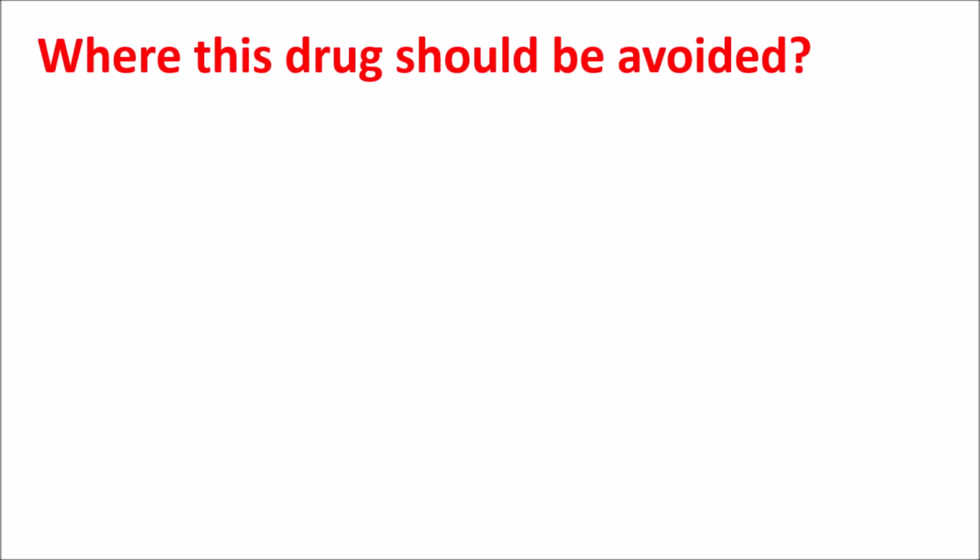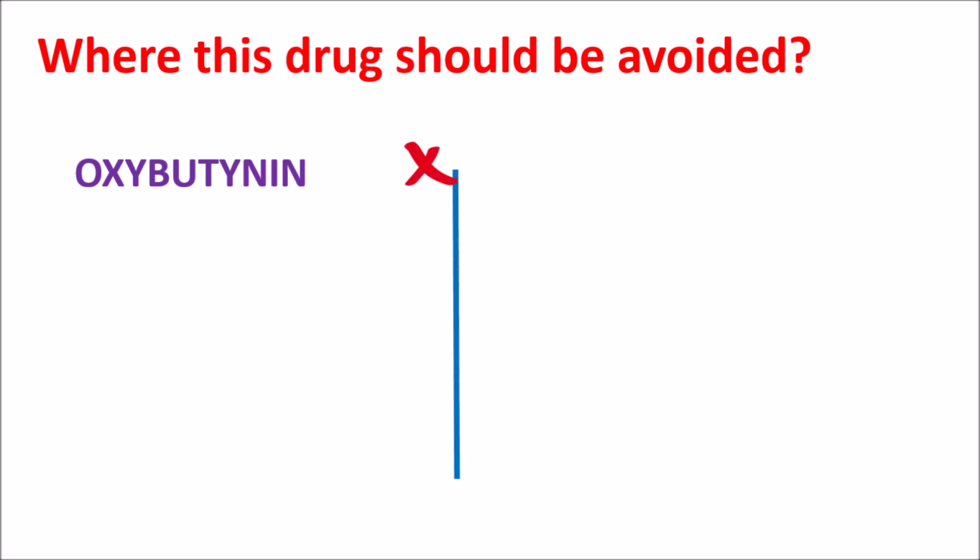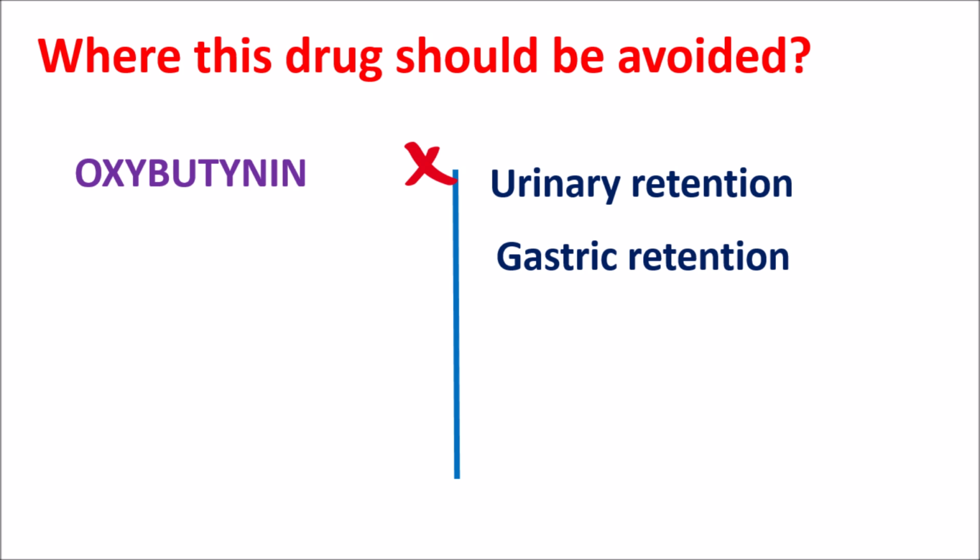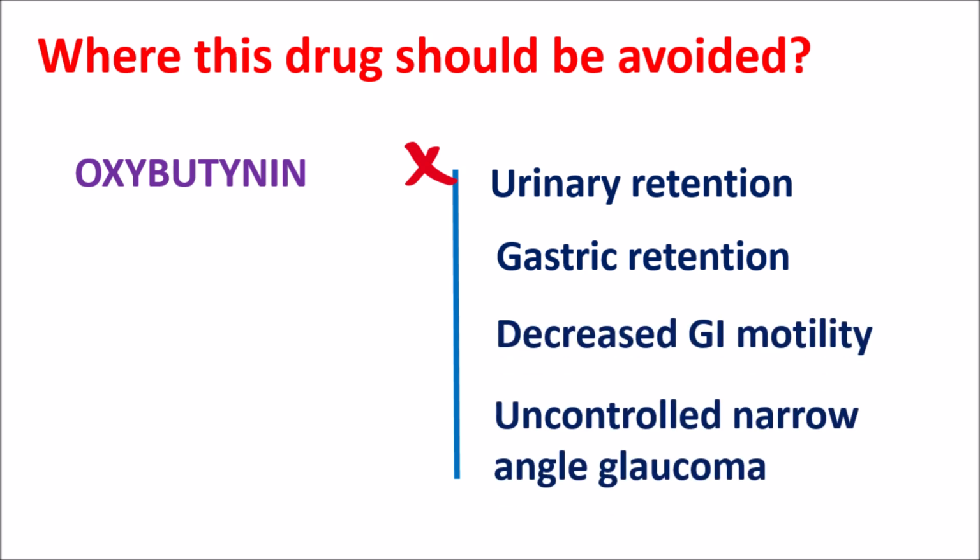Where this drug should be avoided? Because of its anticholinergic actions, oxybutynin is contraindicated in a few conditions. For instance, in patients with urinary retention, gastric retention or obstruction, decreased GI motility, or uncontrolled narrow angle glaucoma, use of this drug is not recommended. In all such conditions, oxybutynin can further increase the symptoms.